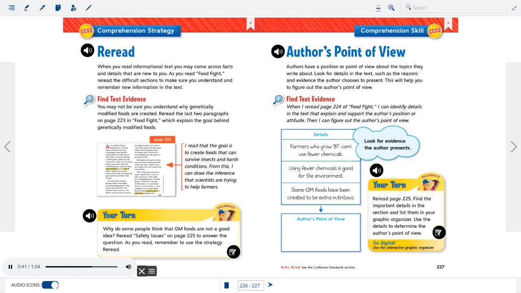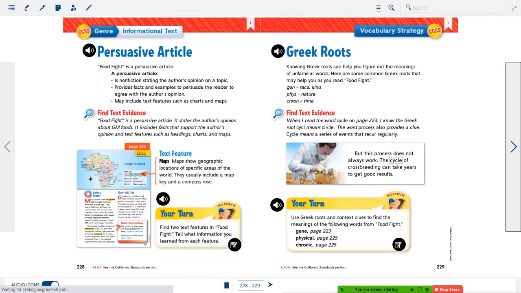Graphic organizer. Details. Farmers who grow Bt corn use fewer chemicals. Using fewer chemicals is good for the environment. Some GM foods have been created to be extra nutritious. Caption. Look for evidence the author presents.